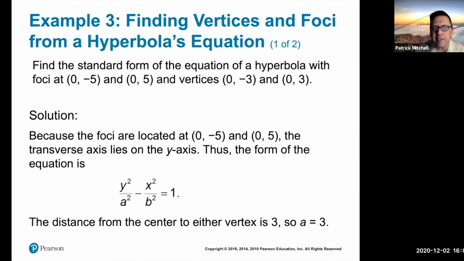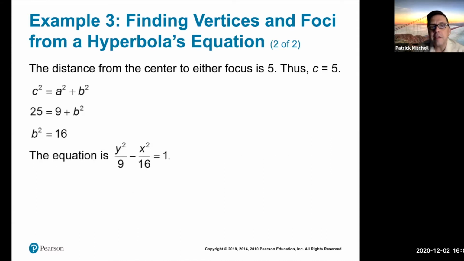The distance from the center to either vertex is 3, which means a equals 3. The distance from the center to either focus is 5, which means c equals 5. So now we can use our equation to find the value of b. Since c squared equals a squared plus b squared, that means 25 equals 9 plus b squared, which means b squared is 16. So the equation of this hyperbola is y squared over 9 minus x squared over 16 equals 1.